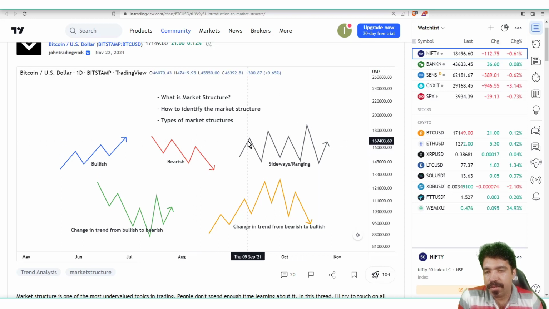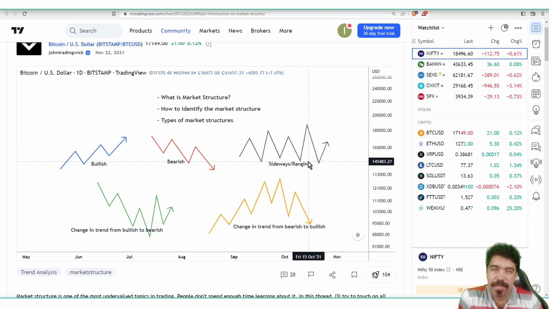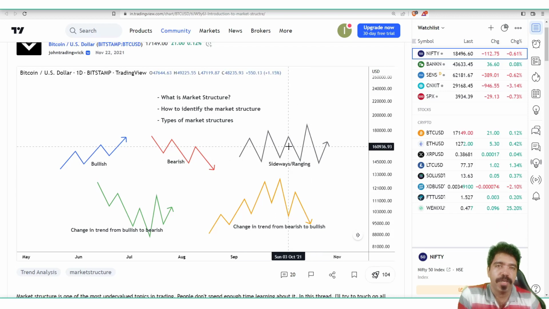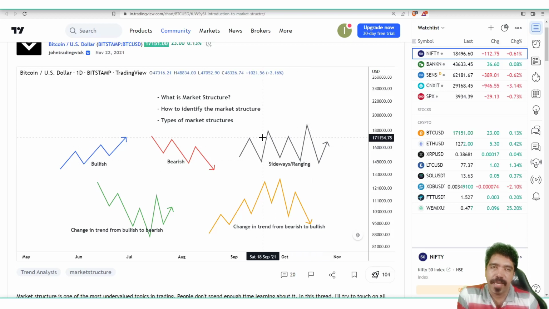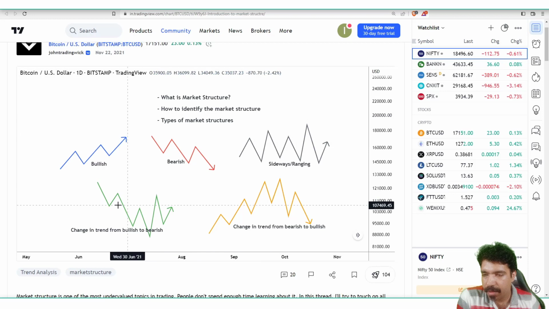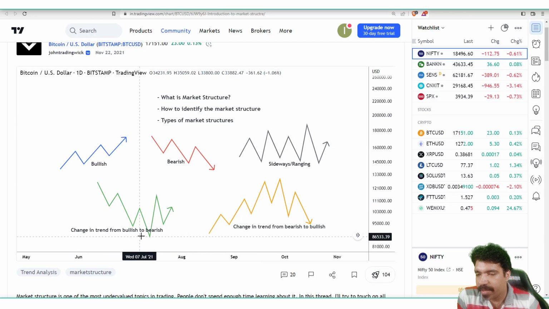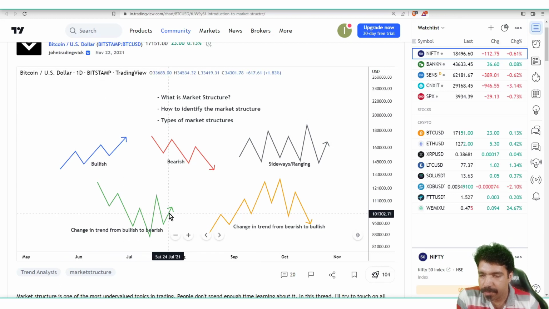And let's say the highs that are being made in the market are at a similar level, so we have a support and resistance that is not being broken for a certain period of time. That means we are in a sideways movement, that is a range movement. Basically the price action is revolving between a certain resistance and a certain support for a certain period of time. Now next is change in trend from bullish to bearish.